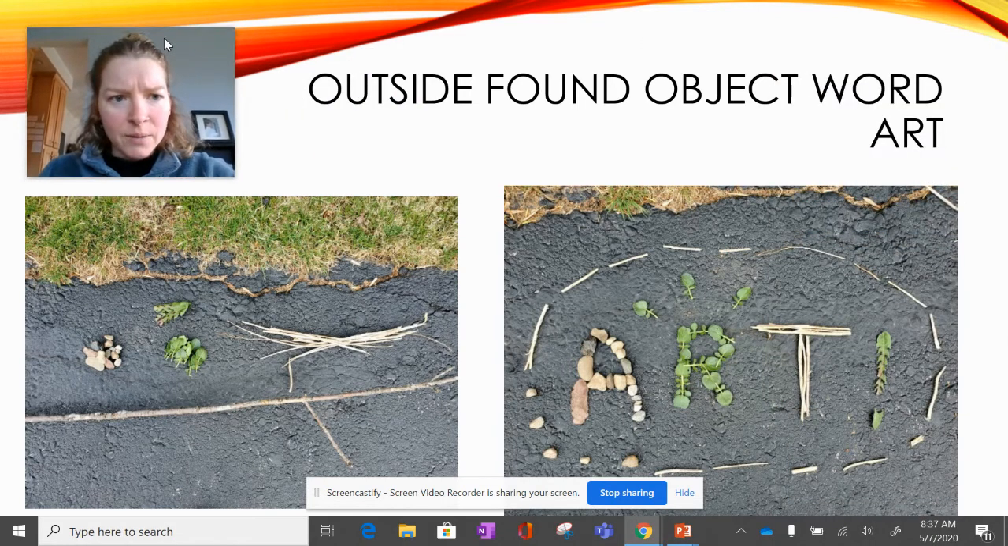Let me move myself out of the way there. I created this word art on the sidewalk at my house. And I wanted it on a nice clear surface so I could easily read my art. So you can see I spelled out the word art. And I didn't just spell out the word, I actually went and did a little border, added a little exclamation point, added some little leafy greens here.